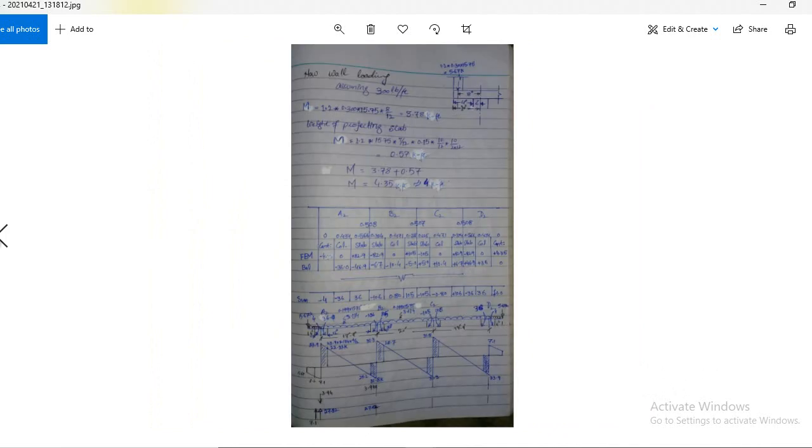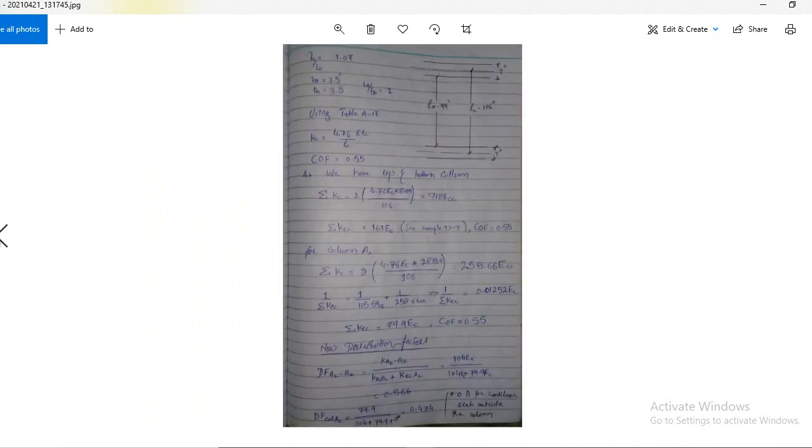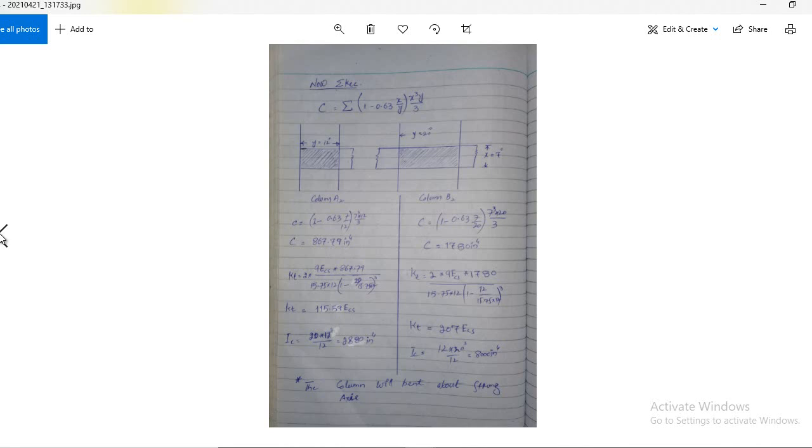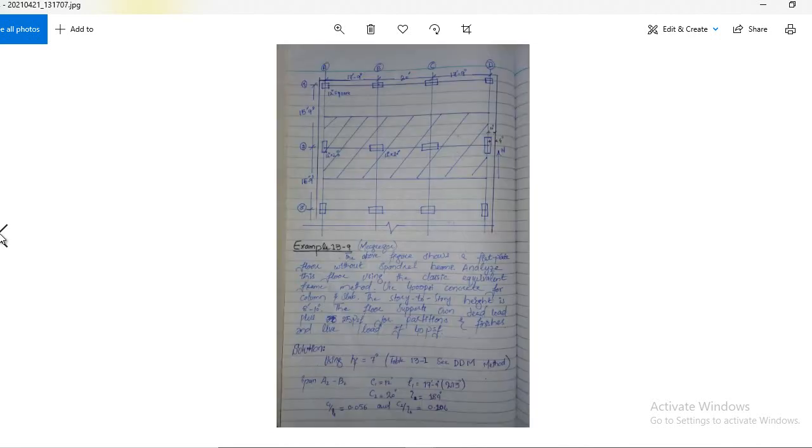This ends this example, and in the next one, inshallah, I will search for another, different example. If you people have any such examples which you don't understand, you can share them with me, and I will help you.